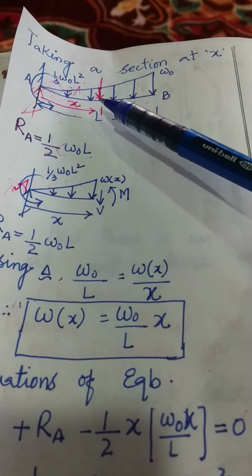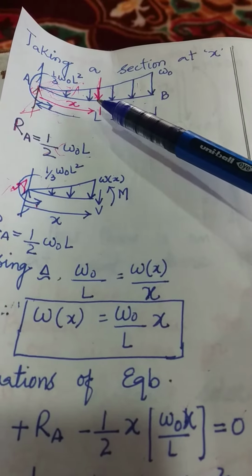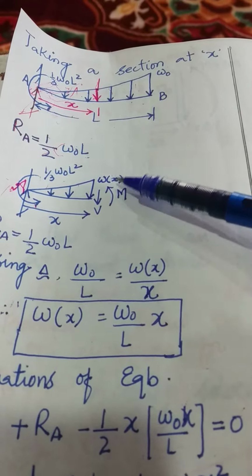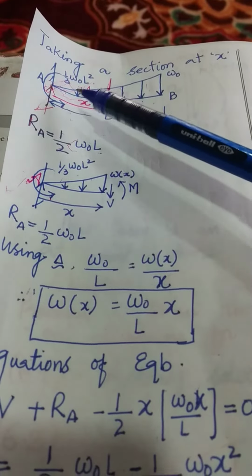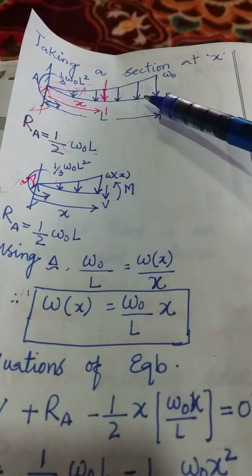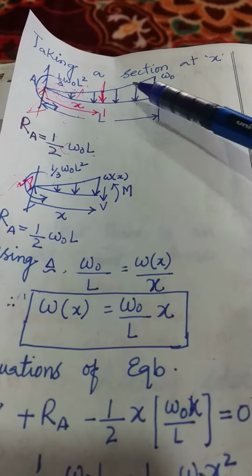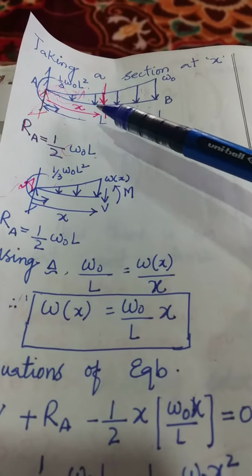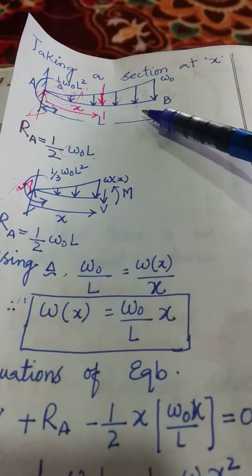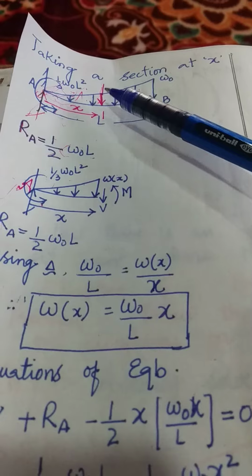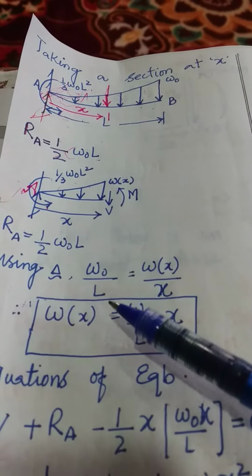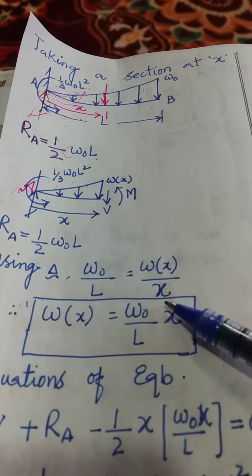The point where you are cutting the section, we assume that the intensity of the load be W as a function of X. Now look at this figure. There are two right angular triangles in this figure. You have the larger right angular triangle and this smaller right angular triangle. From the similar triangle concept, we say W0 divided by L is equal to W as a function of X divided by X.